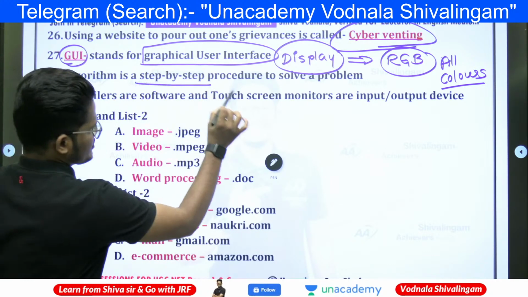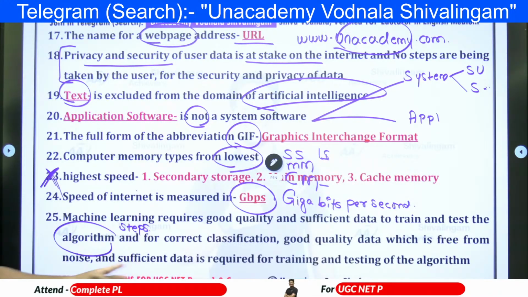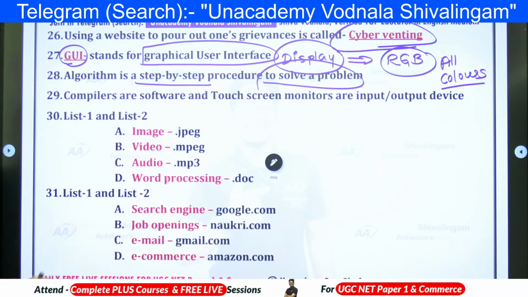An algorithm is a step-by-step procedure to solve any problem. Just now in machine learning we have seen this; they use an algorithm to solve any problem.